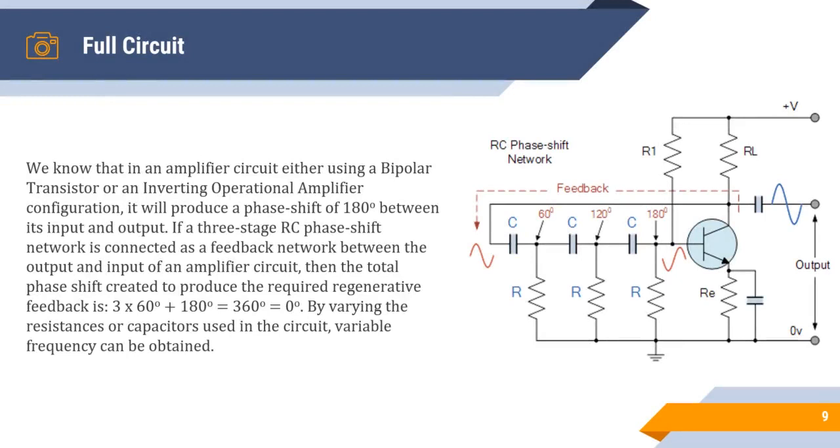Now let's discuss the full circuit. We know that an amplifier circuit, either using a bipolar transistor or an inverting operational amplifier configuration, will produce a phase shift of 180 degrees between its output and input. If a three-stage RC phase shift network is connected as a feedback network between the output and input of an amplifier circuit, then the total phase shift created to produce the required regenerative feedback is 3 times 60 degrees plus 180 degrees, that is 360 degrees, which can be equivalently written as 0 degrees. By varying the resistances or capacitors used in the circuit, variable frequency can also be obtained.